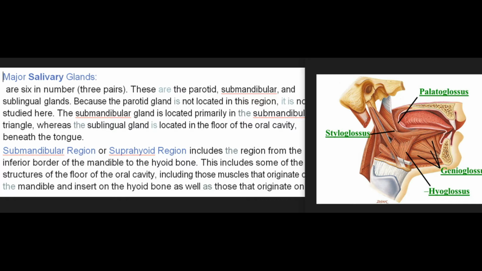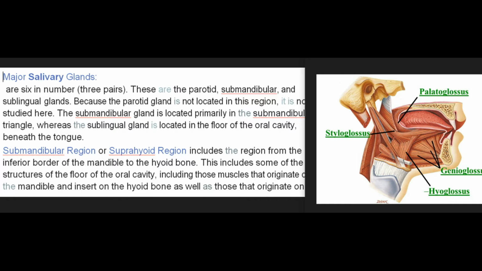The submandibular gland is located primarily in the submandibular triangle, whereas the sublingual gland is located in the floor of the oral cavity, beneath the tongue. Submandibular region or suprahyoid region includes the region from the inferior border of the mandible to the hyoid bone.